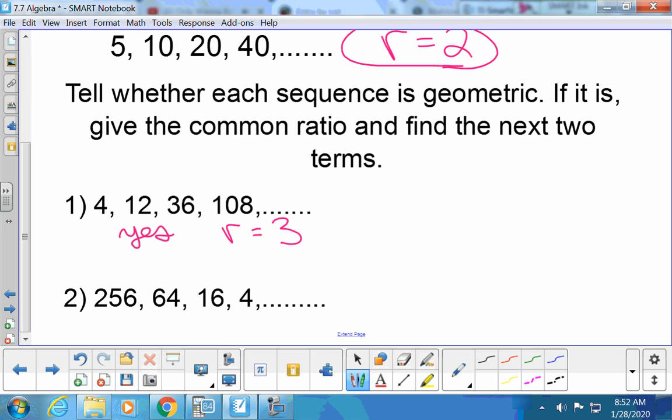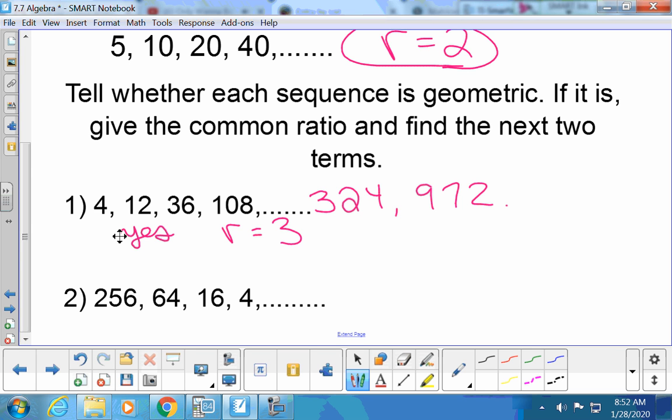Good job. Oh, they just said find the next two terms. We better do 108 times 3, which is what? You have your calculators by you, right? Do 108 times 3. Did you get 324? Good. And then do 324 times 3. What'd you get? Good job. Okay, so here's number 1.